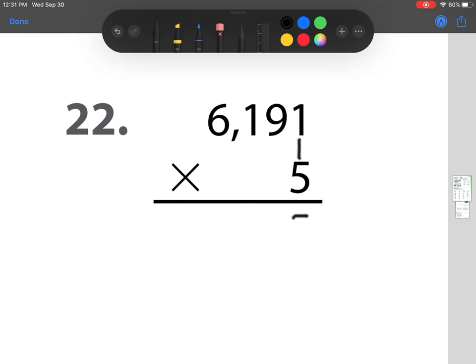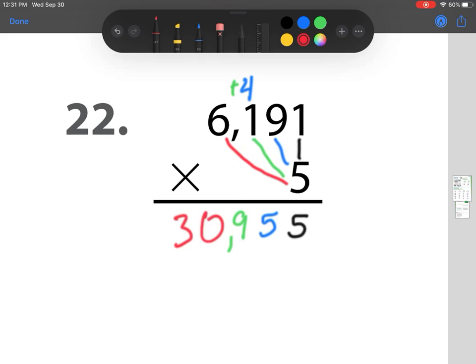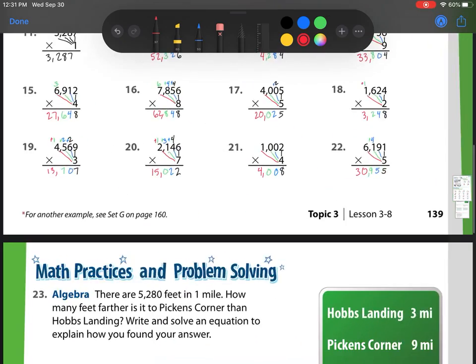5 times 1 is 5. 5 times 9 is 45. So we regroup that 4. 5 times 1 is 5, plus 4 is 9. And lastly, 5 times 6 is 30, for 30,955.